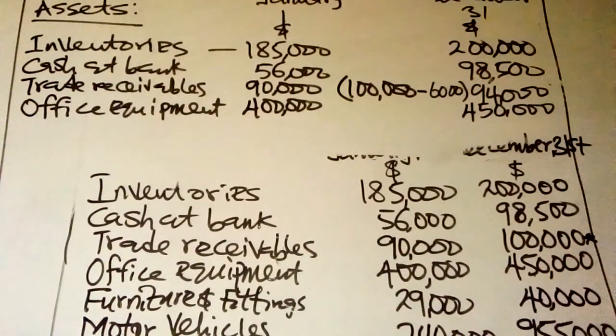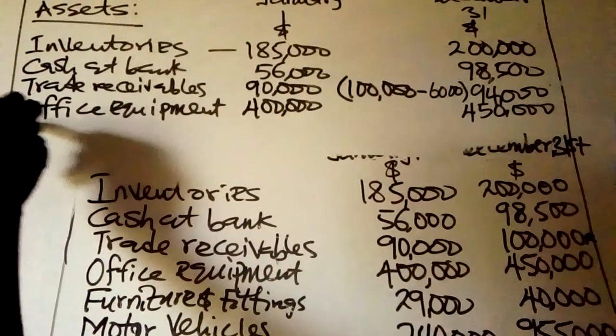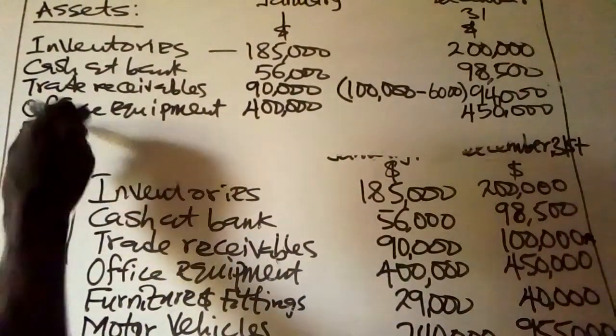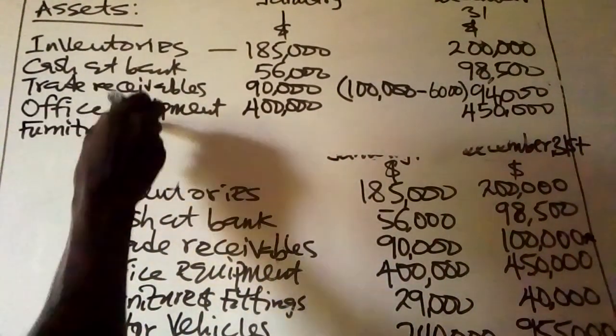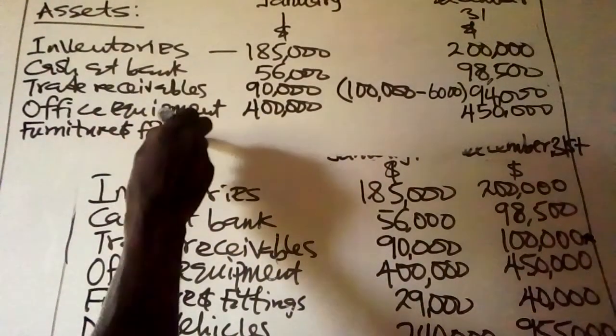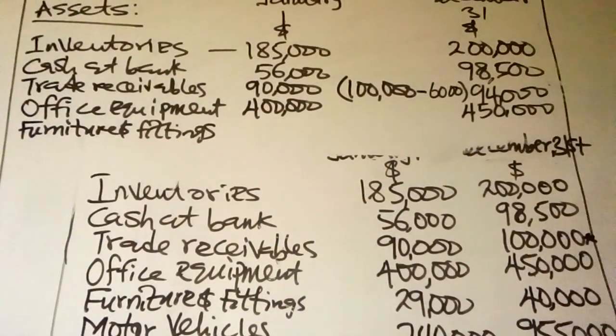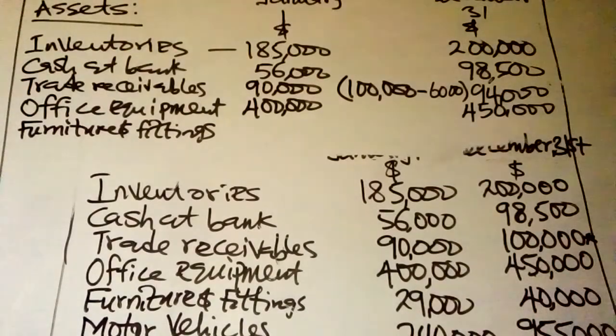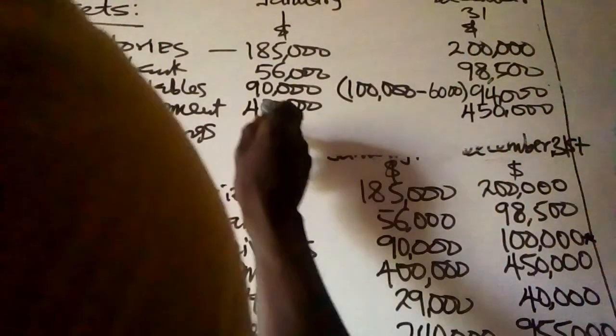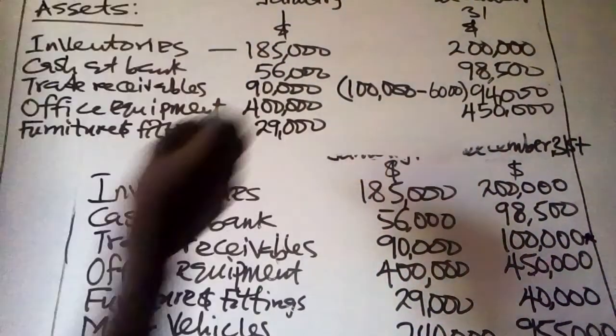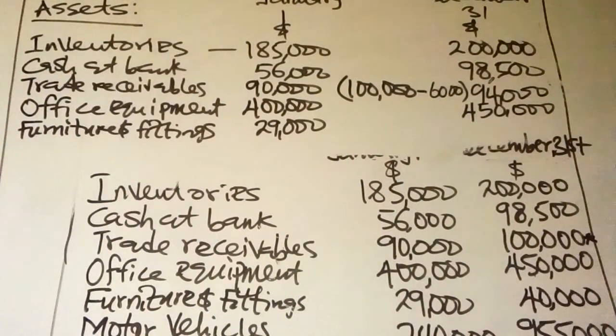Then after office equipment, we have furniture and fittings. No depreciation charge during the year. The opening balance is 29,000, while the closing balance is 40,000.